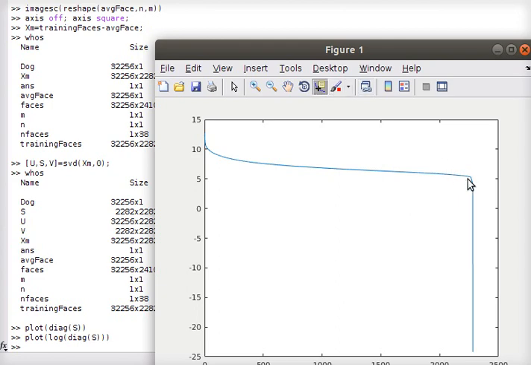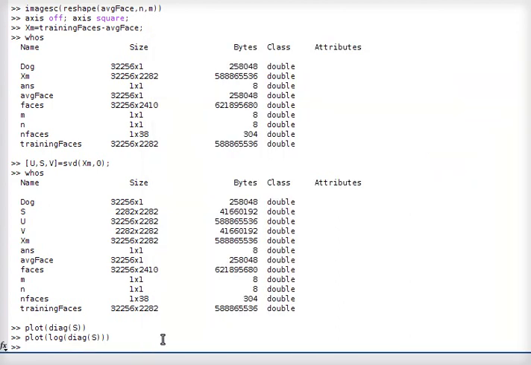Let's see if I can use the Matlab thing there. There we go. 2269 it looks like. So that's an approximation. And in fact, what happens if I ask Matlab to do the rank of XM? What do you think it's going to do? Do you think it's going to be fast, or do you think it's going to be slow? Let's see.